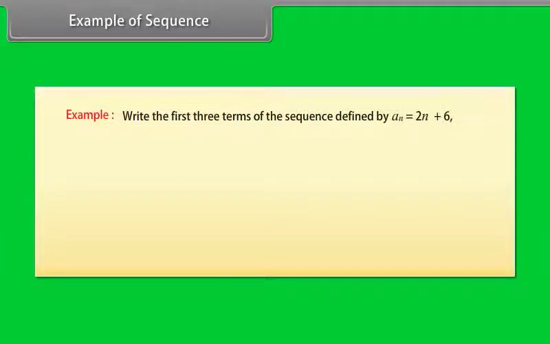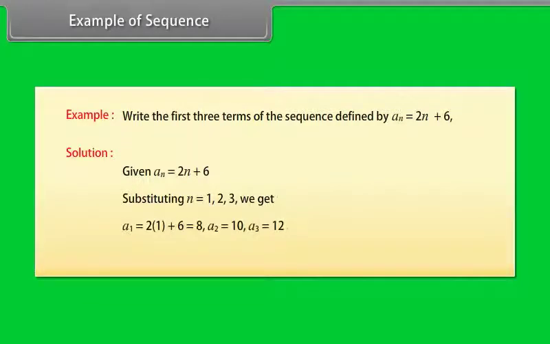Example of sequence. Write the first 3 terms of the sequence defined by an = 2n + 6. Solution. Given an = 2n + 6. Substituting n = 1, 2, 3, we get a1 = 2 into 1 + 6 = 8, a2 = 10, a3 = 12. Therefore, the required terms are 8, 10 and 12.